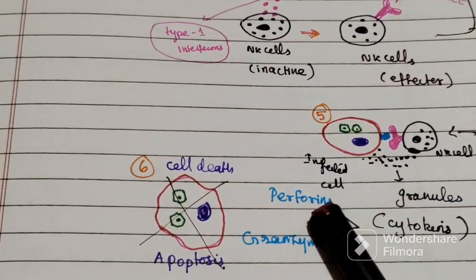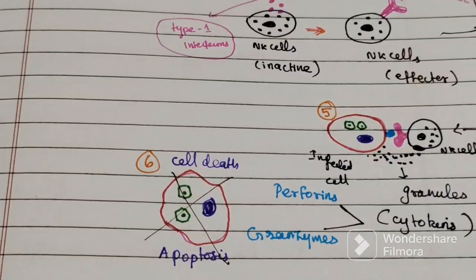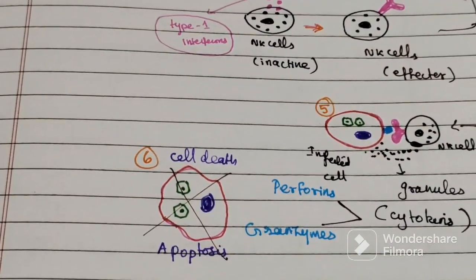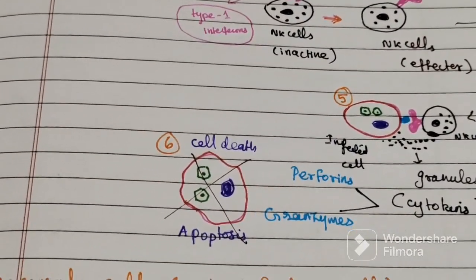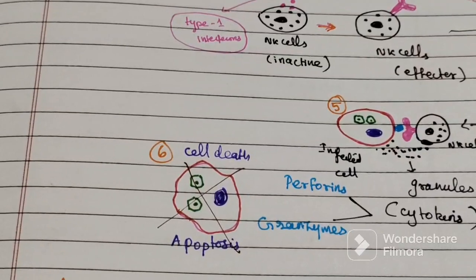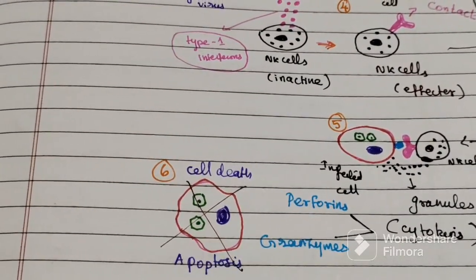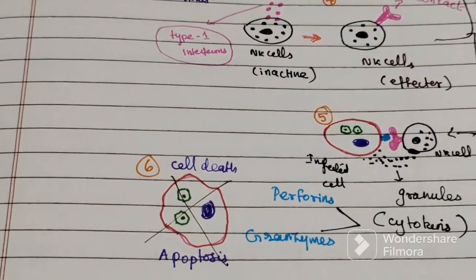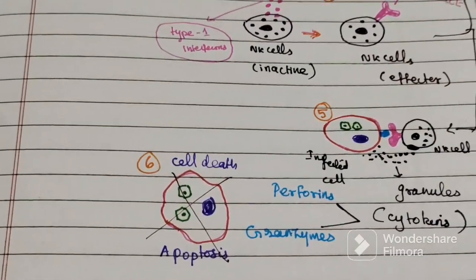The cytokine releases perforin and granzyme. What is the role of perforin? It helps break the cell membrane of the infected cell. What is the role of granzyme? It helps to kill the infected cell. Once the infected cell is broken down, the granules enter the cytoplasm of that infected cell. Finally, it causes cell death, which is also called apoptosis, or programmed cell death.